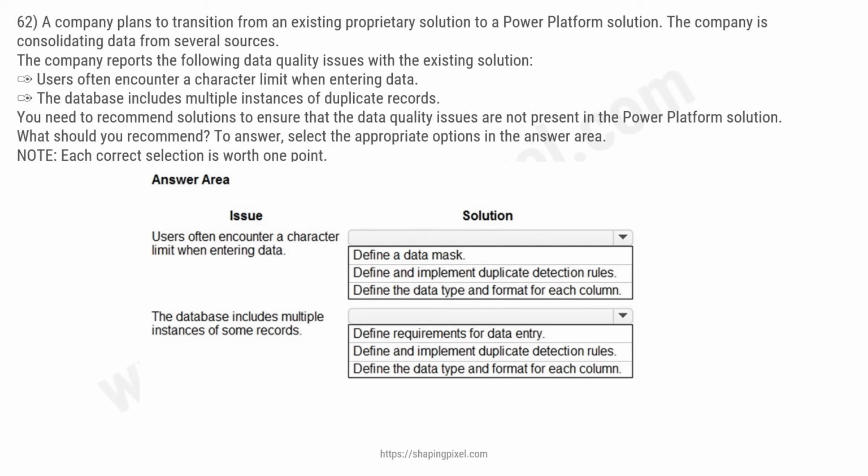Question number 62. A company plans to transition from an existing proprietary solution to a Power Platform solution. The company is consolidating data from several sources. The company reports the following data quality issues with the existing solution. Users often encounter a character limit when entering data. The database includes multiple instances of duplicate records. You need to recommend solutions to ensure that the data quality issues are not present in the Power Platform solution. What should you recommend? To answer, select the appropriate options in the answer area. Each correct selection is worth 1 point.